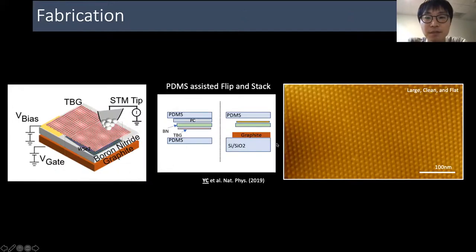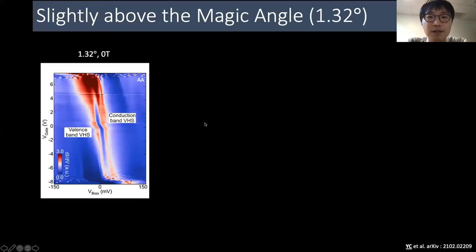We've been measuring twisted bilayer graphene with STM. This is the schematic of the device. And with our fabrication method, we got very nice topography. We'd like to study this Hartree effect at slightly above the magic angle, which is 1.32 degrees. Because at the magic angle, we know that other interaction effects, such as flavor symmetry breaking and Fermi surface reconstruction, further complicate the band structure.